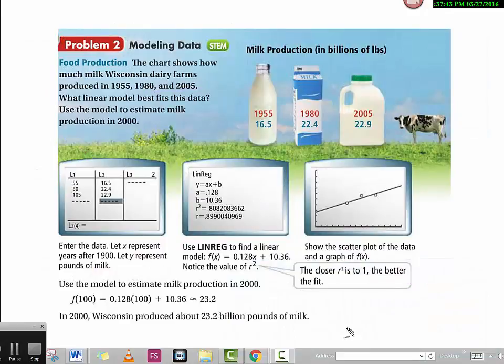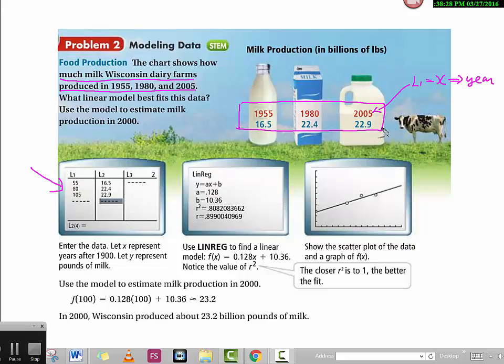Here's a real-world example. It gives you a set of data regarding how much milk Wisconsin dairy farms produce in these 3 years. And we plug the data given here into the calculator. In this case, the L1, which is the X, is the year, and the blue numbers here are the milk production. So it is Y, and in your calculator it's going to be L2, which is equal to the milk production of all these dairy farms.